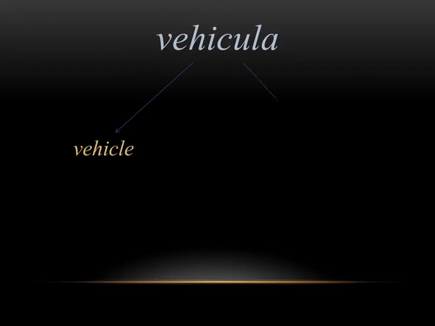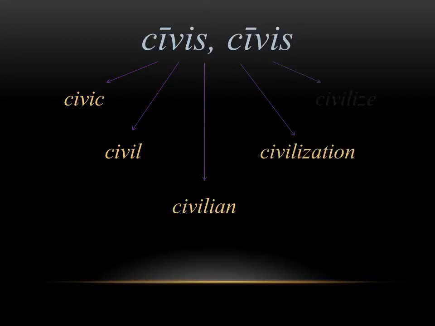Vehicula means vehicles in Latin. And in English, we get the derivatives of vehicle and vehicular. And they're coming directly from this word, and they have the exact same meaning. Civis means citizen in Latin, and in English we get the derivatives of civic, civil, civilian, civilization, and civilize. They all have to do with being a citizen. So again, think of a civilian, for instance. It's the citizen of a country. And if you think of your civic duty, such as voting, that means you're doing your duty as a citizen. It's holding on to that same meaning in English.